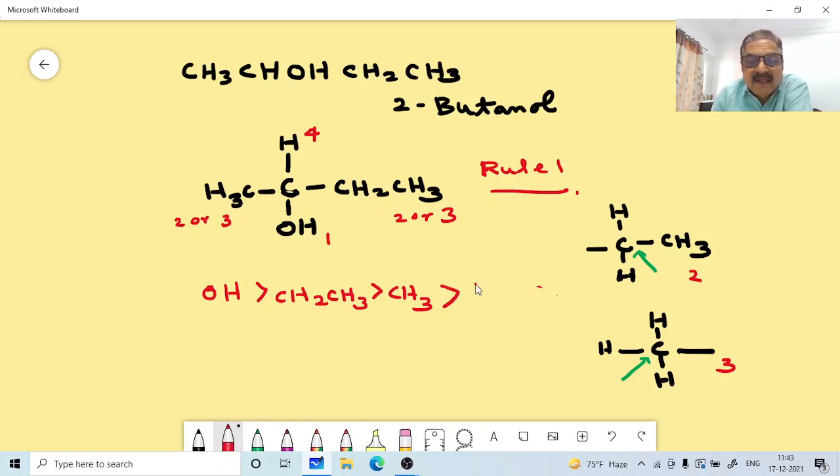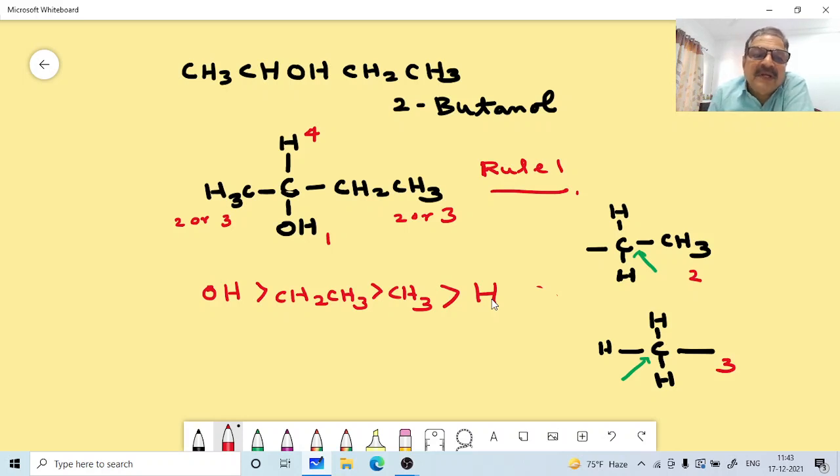Then the least priority will be for hydrogen. So this is how we have to assign the priority to the various groups here. Okay, got the point here. Because here oxygen, I will repeat, oxygen has the highest atomic number, therefore the OH group has the highest priority. Hydrogen is the lowest priority, therefore priority number 4 here.